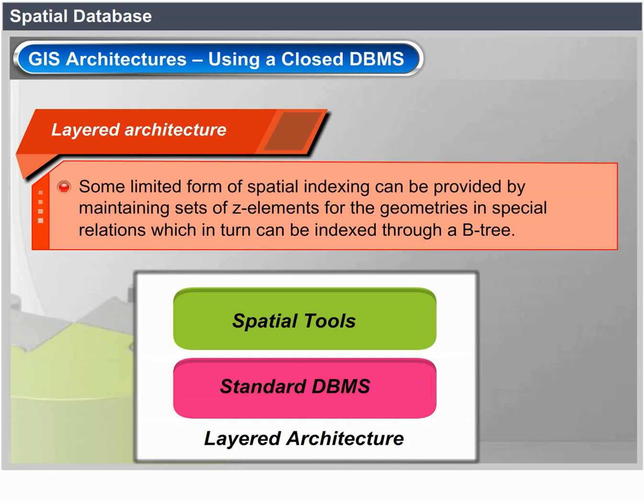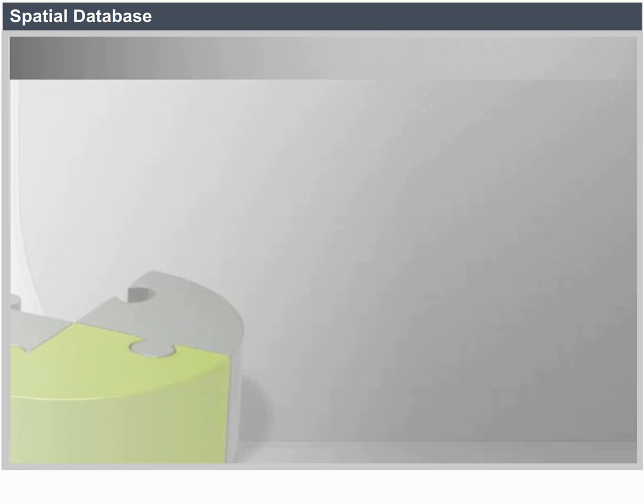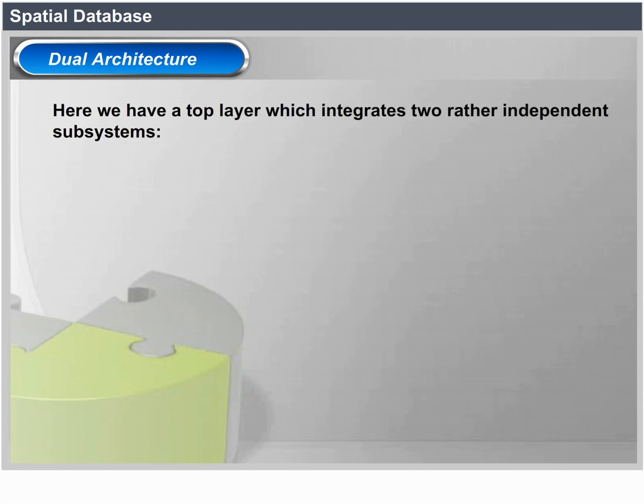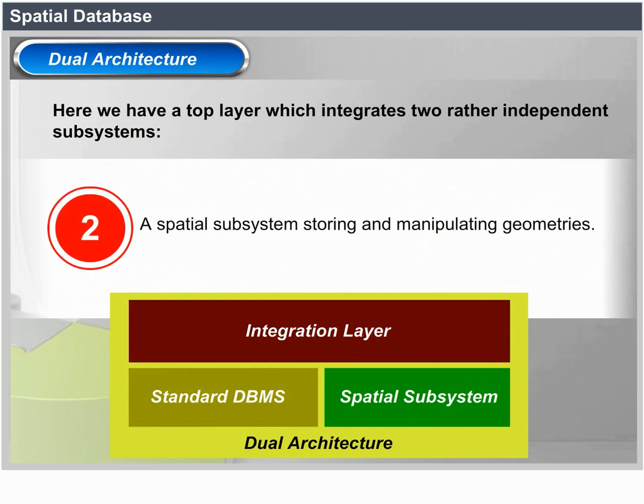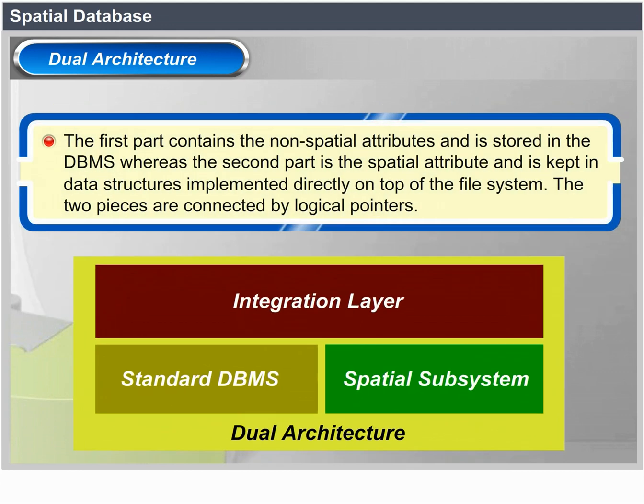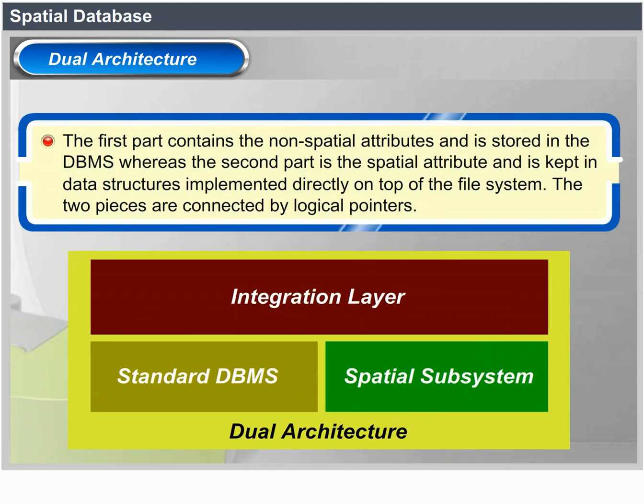Dual architecture. Here a top layer integrates two rather independent subsystems, the DBMS, which handles non-spatial data, and a spatial subsystem storing and manipulating geometries. The first part contains the non-spatial attributes and is stored in the DBMS. The second part is the spatial attribute and is kept in data structures implemented directly on top of the file system. The two pieces are connected by logical pointers.